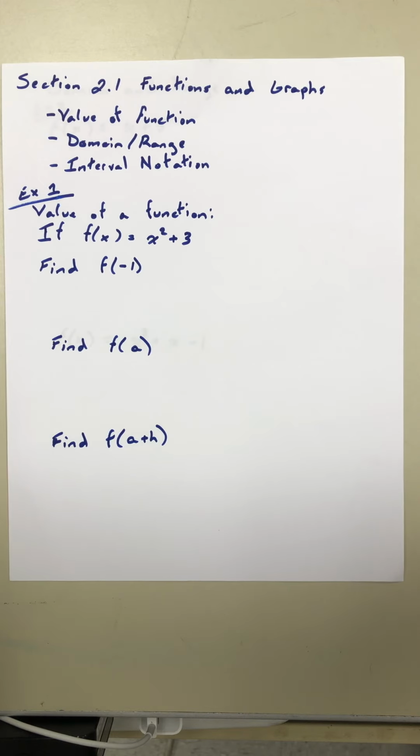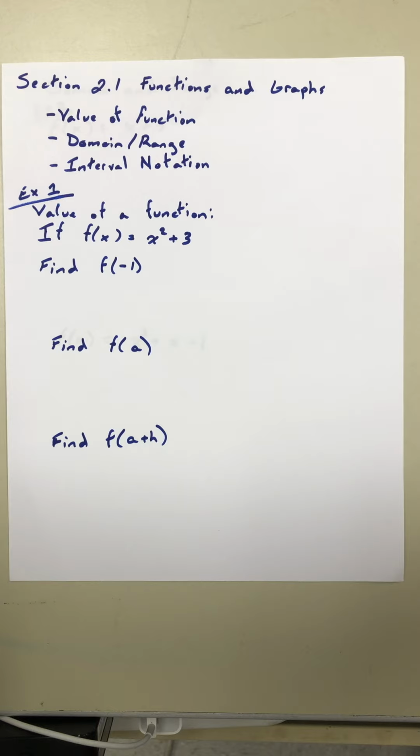Welcome back. Today we're looking at section 2.1, functions and their graphs. We're going to do some review again. It's going to be the value of a function. We're talking about domain and range, and we're looking at interval notation. You're probably going to want your calculator, so if you don't have that, you want to go ahead and pull that out at some point in time.